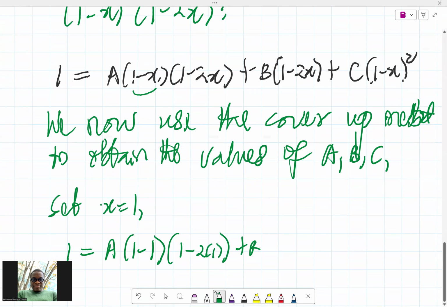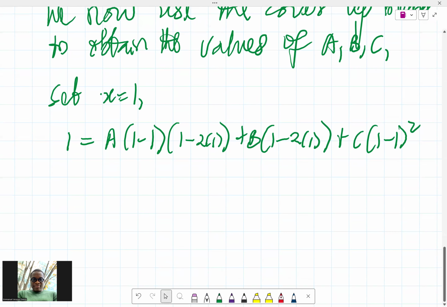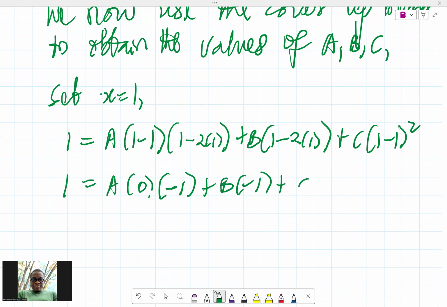Then plus b into 1 minus 2 times 1, because x is 1 now, plus c into 1 minus 1 all squared. So if you tidy that up, 1 equals a into 0 into 1 minus 2, that's minus 1, plus b into minus 1 plus c into 0 squared. So you can see already that this is 0 and this is also 0.